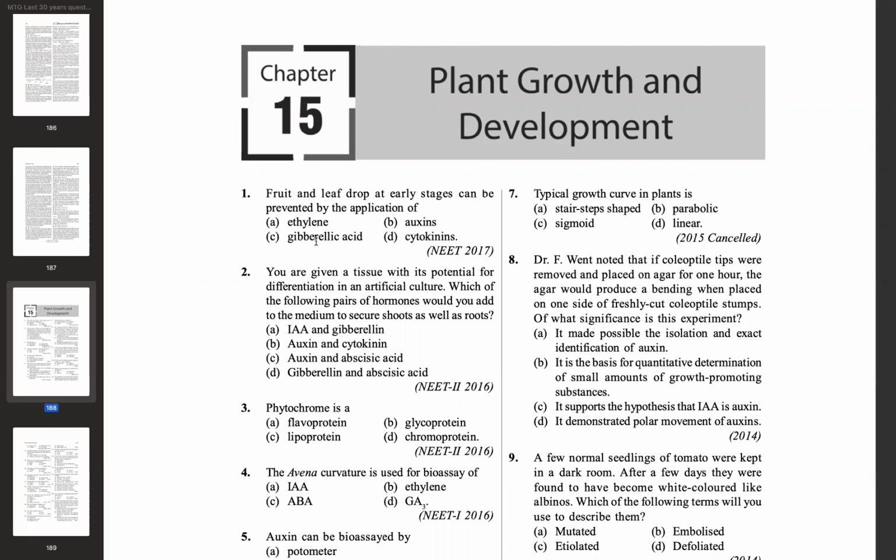Yes, ma'am, I'm back. Second question. You are given a tissue with potential for differentiation in artificial culture. Which of the following hormones would you add to secure roots and shoots? Auxin. For this thing, ma'am, it's either B or C, but it's not abscisic acid. So it has to be cytokinin.